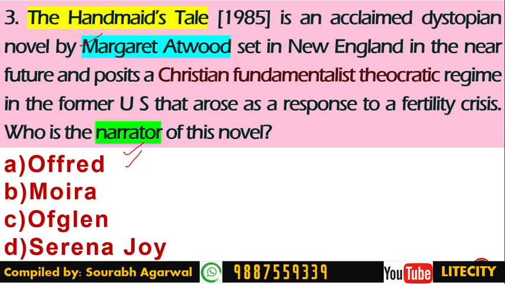Now Serena Joy, she is wife of Fred. Fred, who is basically, we can say, the owner of the protagonist. Glenn is one of the co-workers in this particular regime. Moira is a friend who has escaped the establishment, and Offred basically means 'of Fred'. She is possessed by a friend. She is the protagonist. Now basically the whole of the story is narrated by Offred.